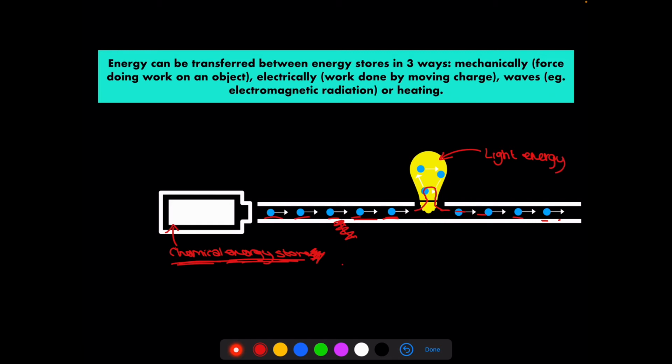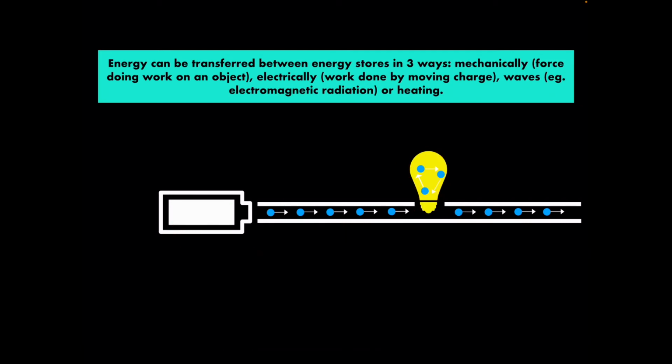There might also be some heating and the thermal energy of the light bulb filament, but at the end, what we actually want from this is light energy, right? Light energy, which is also going to be transferred in the form of waves, to the surroundings as well. So this is light energy, okay?